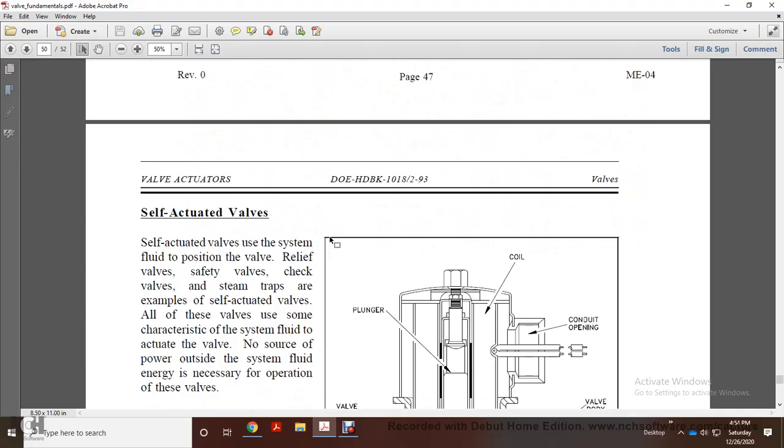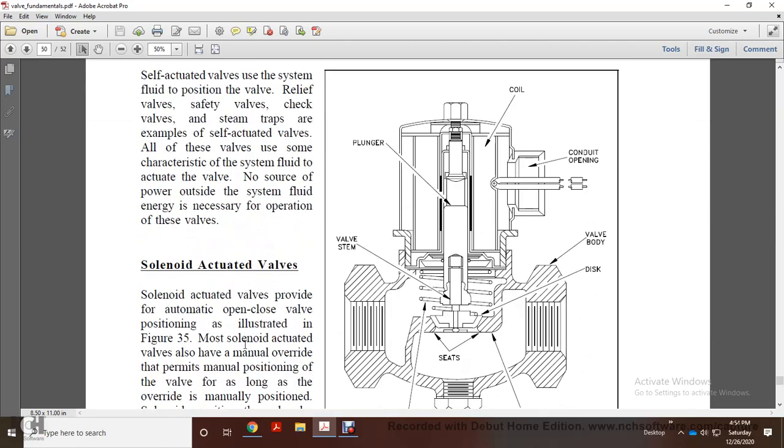Self-actuated valves use the system fluid. Position valves, relief valves, safety valves, check valves, and steam traps are examples of self-actuated valves. All these valves are the same: the system fluid actuates the valve. No source of power outside the system fluid energy is necessary for the operation of these valves.